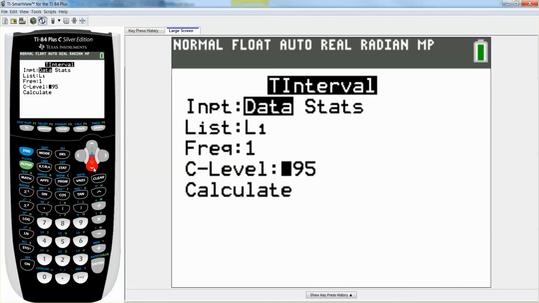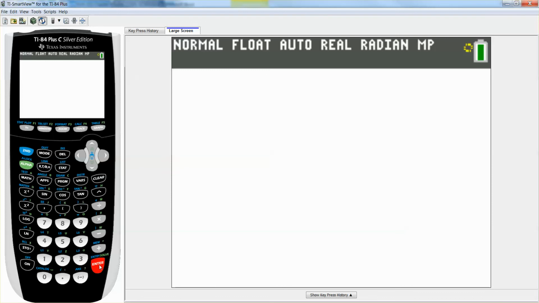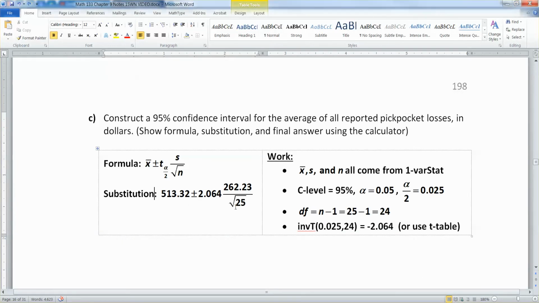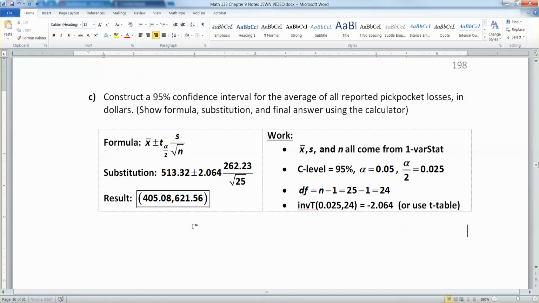Frequency we always leave as 1. That's a more advanced topic than we cover. And then C level is your confidence level, which is 0.95, and you go down to calculate. You don't need to press enter again, it'll actually run it. And there it is, 405.08, 621.56. Simple as that. And you'll notice that running this t-interval also gave the x-bar, the s, and the n. You actually could have done this from the start. You didn't actually have to do the one variable stat because the interval itself will give it to you.